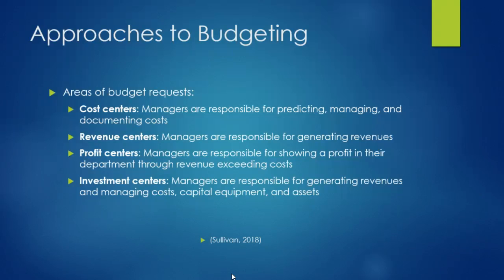Approaches to budgeting. Some of the areas of budget requests. The first one is the cost centers. Managers are responsible for predicting, managing, and documenting the costs. A revenue center, which managers are responsible for generating revenues. The profit center, which managers are responsible for showing a profit in their department through revenue exceeding costs. And finally, the investment centers, which managers are responsible for generating revenues and managing costs, capital equipment, and assets.